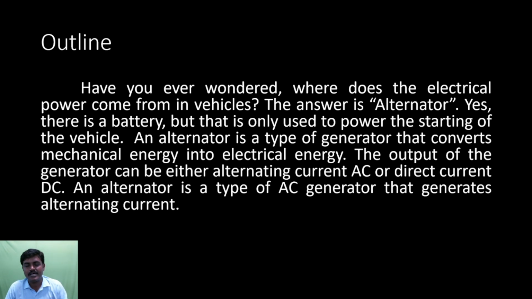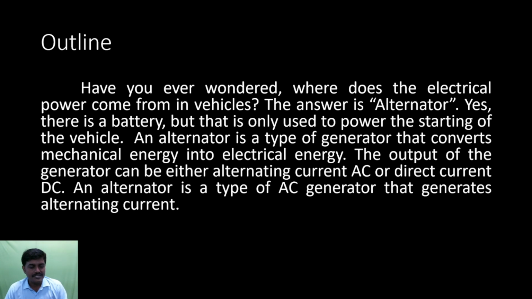An alternator is a type of generator that converts mechanical energy into electrical energy. That's the main thing. What is happening actually? We are giving some mechanical energy, that is, rotation, and we can get the electrical energy at the output. In this way we generate the AC supply. Mechanical energy is converted into electrical energy by the alternator.